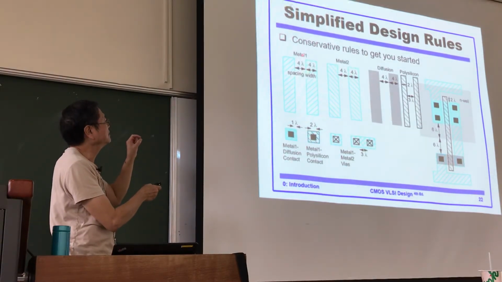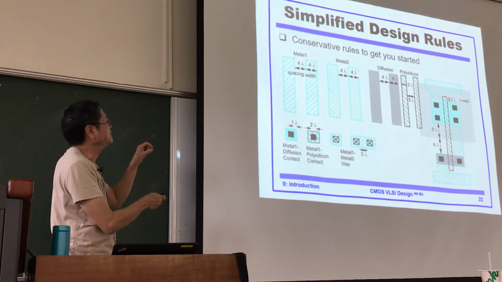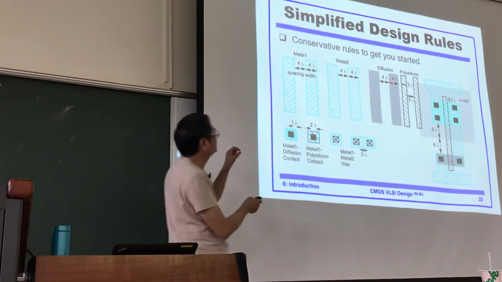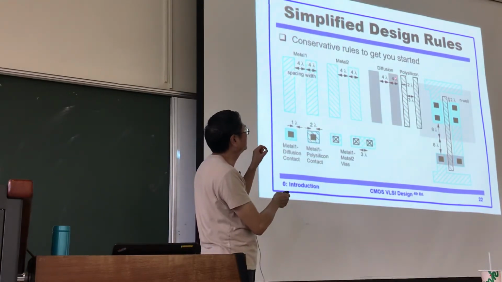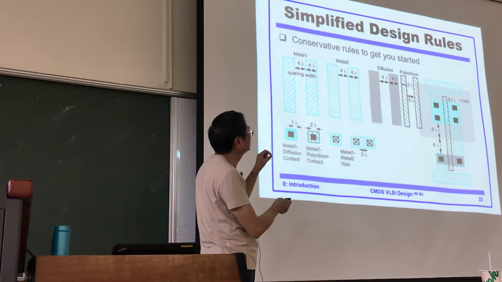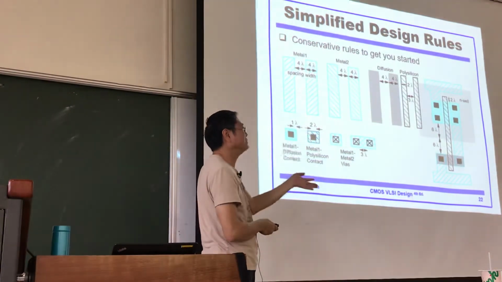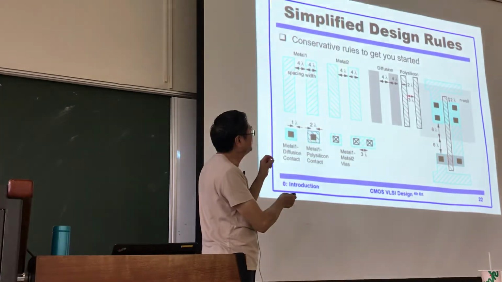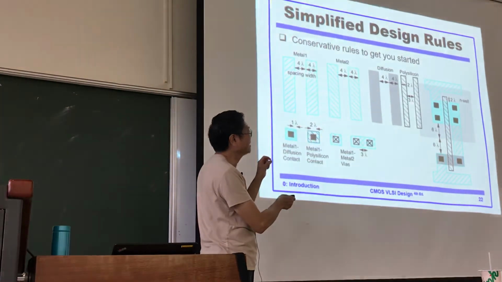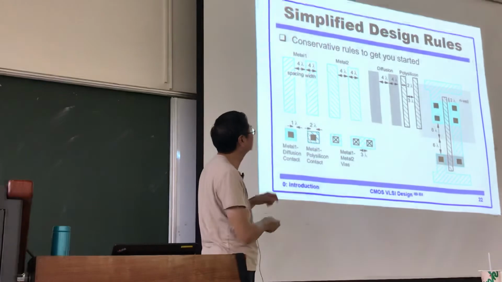Metal 1 is the first layer. The second layer, metal 2, also has 4 lambda for width and 4 lambda for spacing. Diffusion layer, again 4 lambda for the width and the spacing. The polysilicon width is 2 lambda. But between two polysilicon, it has to be a minimum of 3 lambda. And so forth.